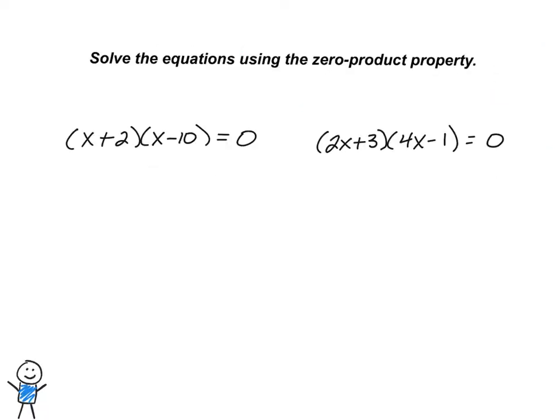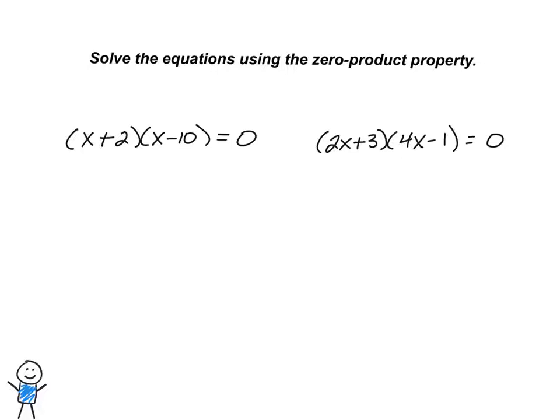property. This slide says to solve the equations using the zero product property. Here we have the quantity x plus 2 times the quantity x minus 10, and the result, the product, is 0. So how can I apply the zero product property? Well, I don't know what these two factors actually equal. I don't know the exact value of x, but what I do know is that one of them, I don't know which one, but one of them has to be equal to 0 to give me a result of 0.